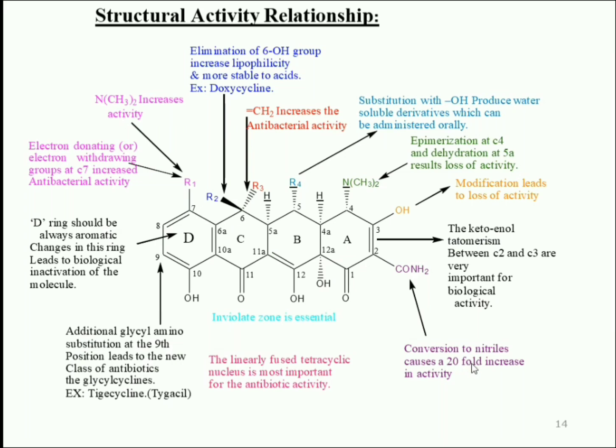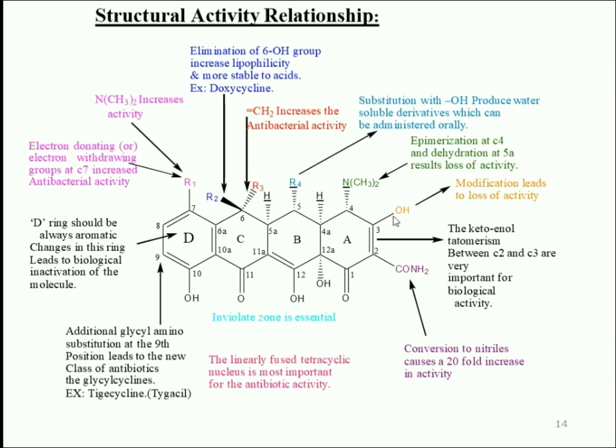On position 4, epimerization at carbon 4 and dehydration at carbon 5a result in loss of activity. On position 5, substitution with hydroxy produces a water-soluble derivative which can be administered orally. On position 6, CH2 increases the antibacterial activity, and elimination of the 6-hydroxy group increases lipophilicity and makes the compound more stable to acid, for example doxycycline. On position 7, if there is an amino group it increases the activity of the tetracycline. Electron donating or electron withdrawing groups at carbon 7 increase the antibacterial activity.